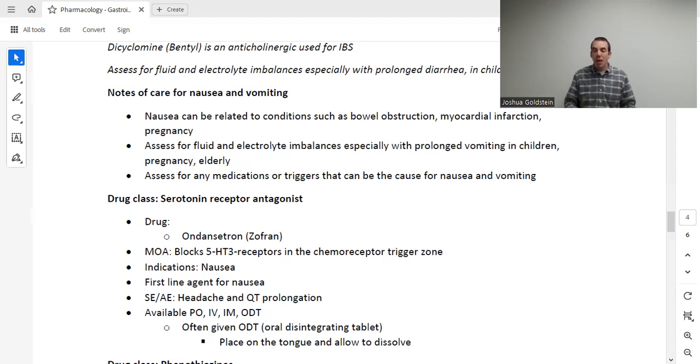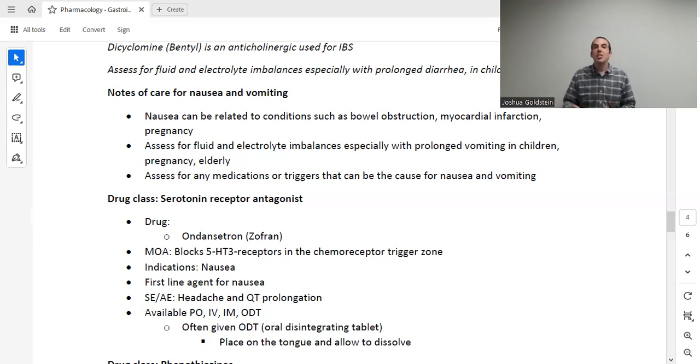I'm sure most of you know that pregnancy can cause problems with nausea and vomiting, which can result in fluid and electrolyte imbalances. That's known as hyperemesis gravidarum. So in these patients, we also want to not only rule out what is causing it, so make sure they're not having a heart attack, check for that bowel obstruction. If they're pregnant, then treat them accordingly.